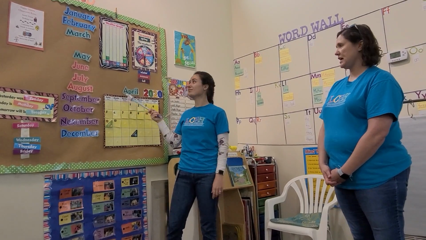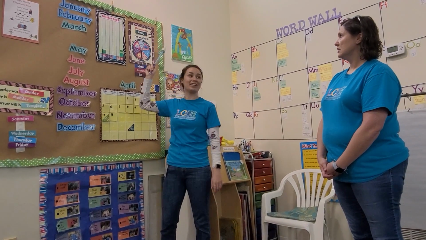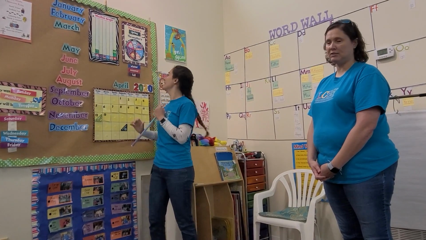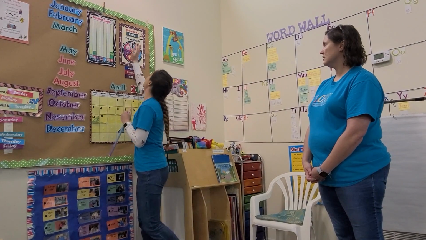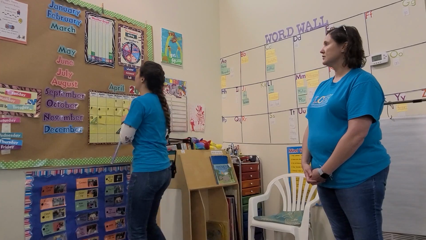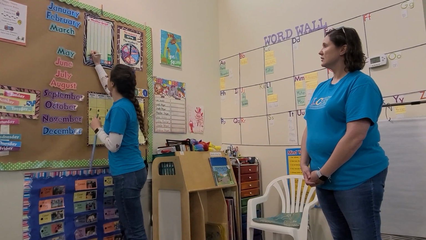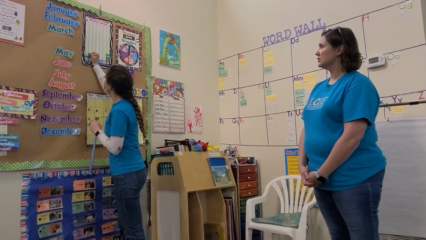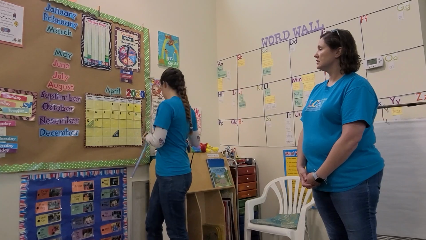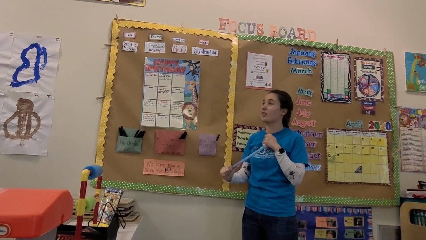Tomorrow will be Tuesday. And what season are we in? We are in spring. And what's the weather outside? It is cloudy outside today. Cloudy and cold. Cloudy. And now we're gonna go over here and see what we're talking about this week.